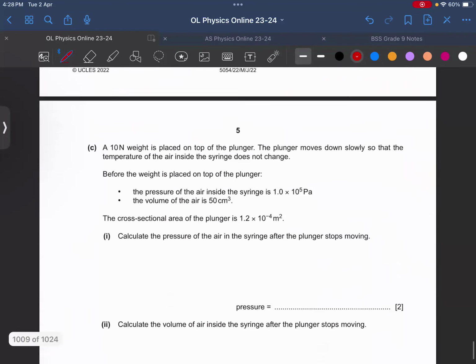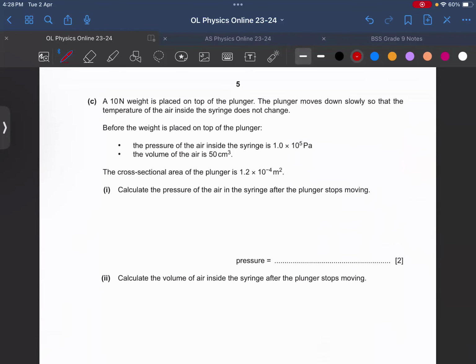All right. A 10 Newton weight is placed on top of the plunger. The plunger moves down slowly so that the temperature of the air inside the syringe does not change. Remember this, we've already talked about it in great detail. Whenever we talk about gas laws, basically the relationships of pressure, volume, temperature, there are two things that must always be constant. One is the amount of mass in the gas, that must be the same for us to talk about those laws.